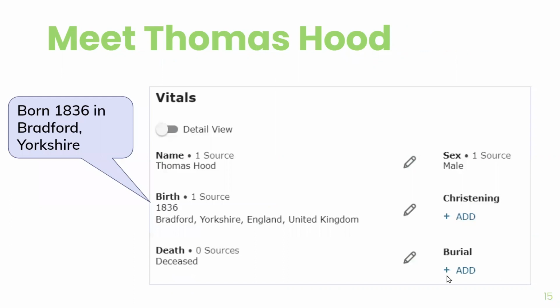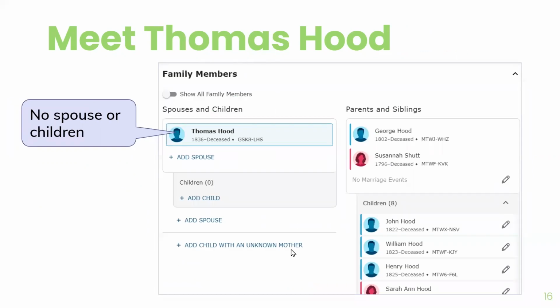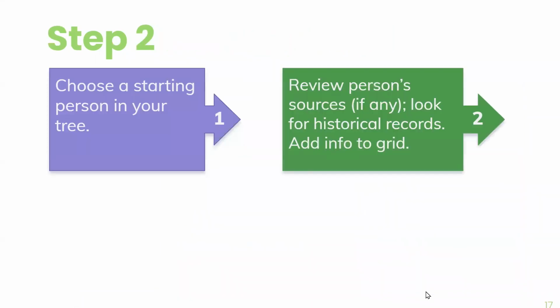So our starting place for today is Thomas Hood. Let's get to know him a little bit. He was born in 1836 in Bradford, Yorkshire. And as we look down, you can probably envision we're scrolling down the page to the family member section in Family Tree, and we see he has no spouse. And here are his parents and all his siblings. So we have just completed step one. Choose a starting person. There's our Thomas Hood, and we're ready to build the timeline grid.